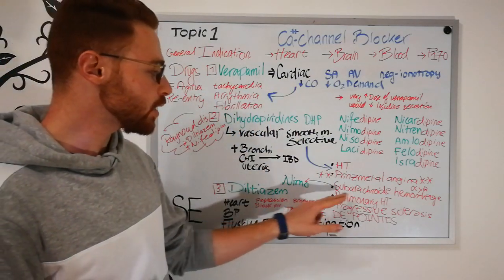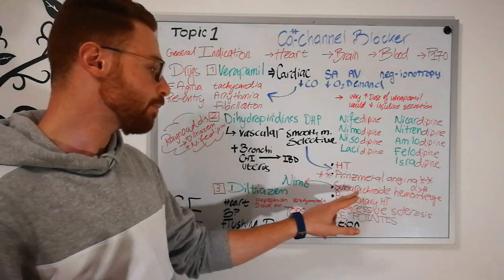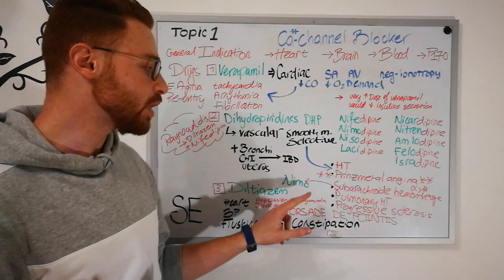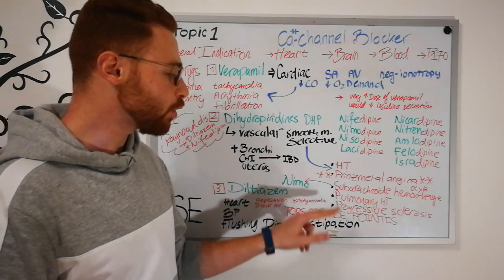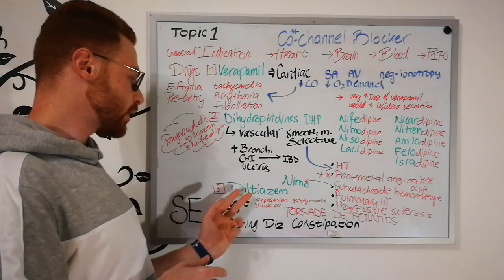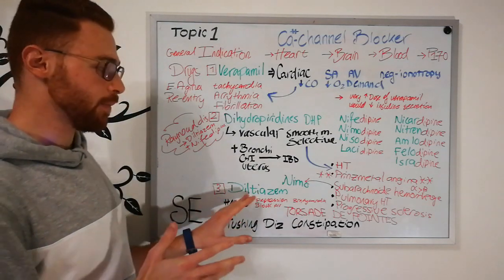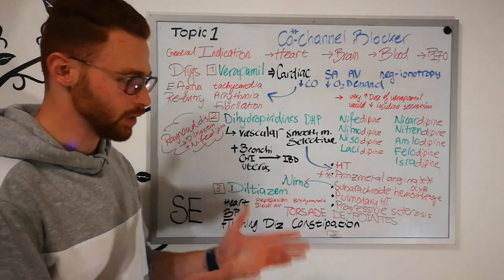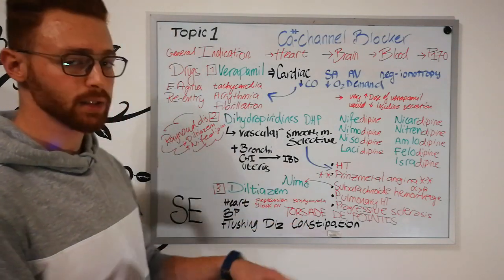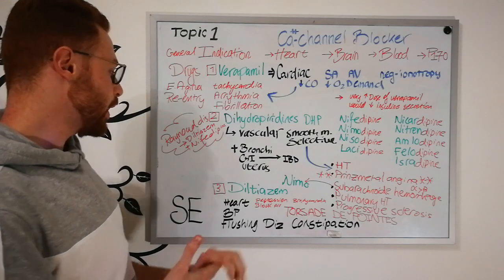The other indications are the vasospasm that can happen after the subarachnoid hemorrhage, and in this case we use nimodipine. There is also pulmonary hypertension and progressive sclerosis. Now, the third category here is diltiazem. Our friend, diltiazem, is actually selective for both. It is just friendly with both the cardiac muscles as well as the smooth muscles.